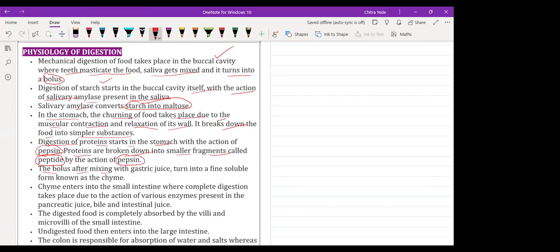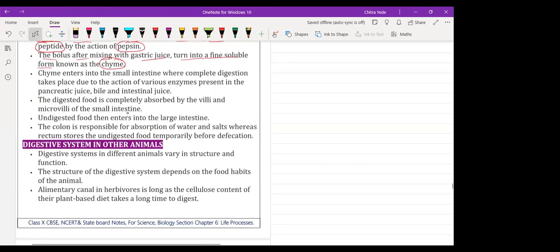The bolus, after mixing with the gastric juice, turns into a soluble form known as chyme. Then the chyme enters the small intestine, where complete digestion takes place due to the action of various other enzymes from the liver called bile juice, intestinal juice and pancreatic juice. All these three types of juice contain different enzymes and help in the complete digestion of food.